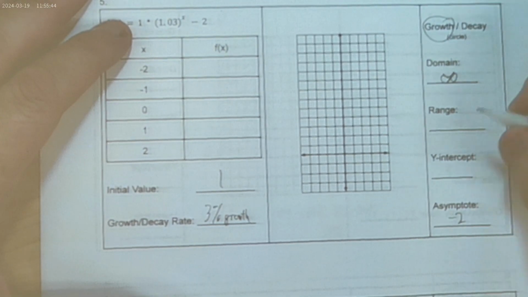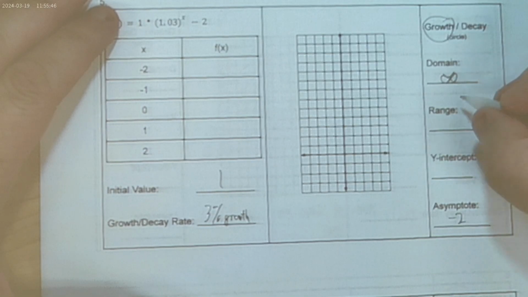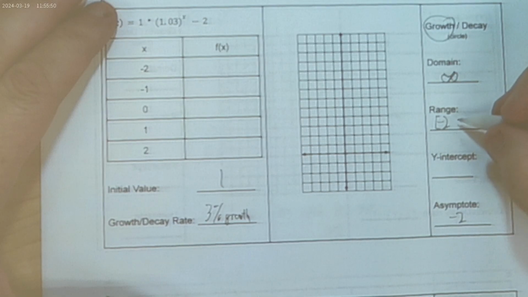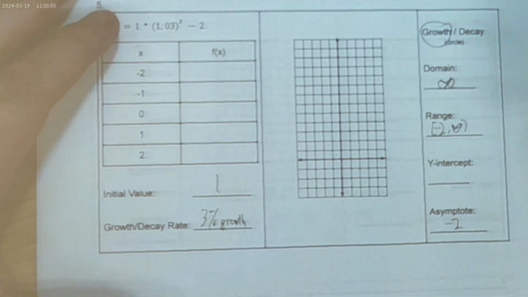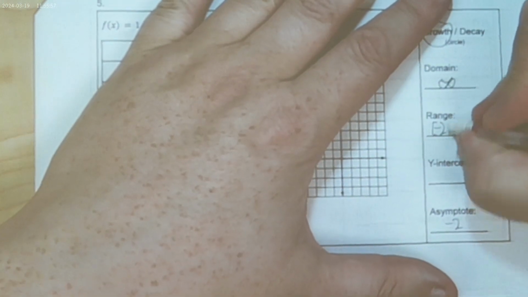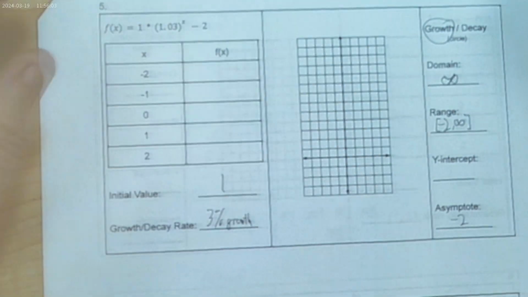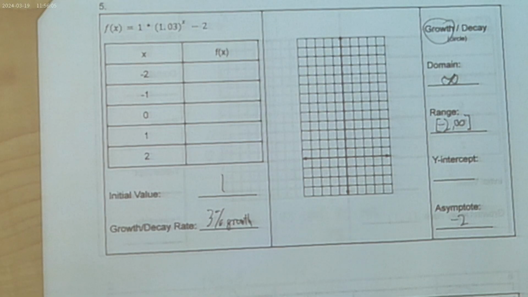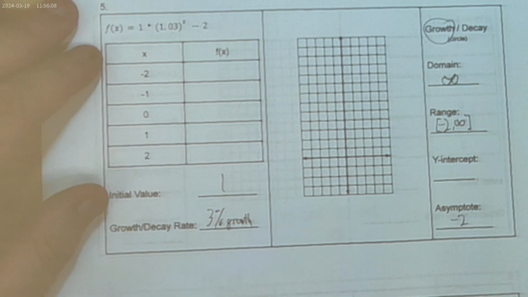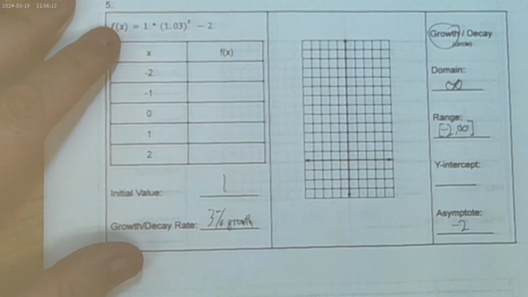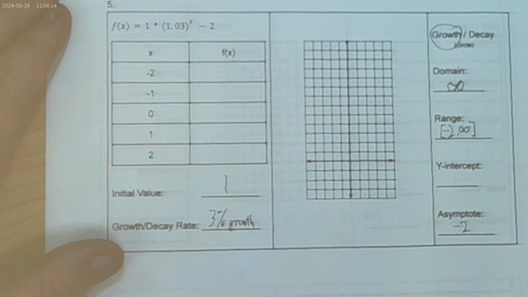The asymptote is going to be -2, which means if the domain is infinity, the bottom part of the range is going to be -2, and then the top part is also going to be infinity. Whoops, it's like a duck wearing a mask. There we go. So that's all stuff that we can get just off of the equation. That's all the information we can get just off the equation.